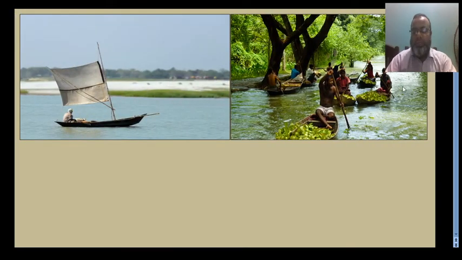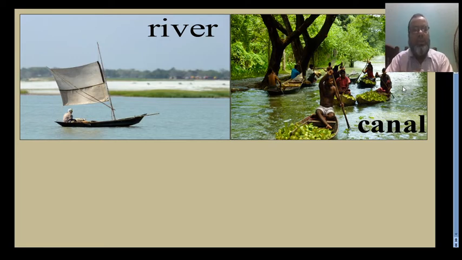What can you see in these pictures? This is a river and this is a canal. In the river, a boat is plying and there is a boatman here, and in the canal there are some boats and they are plying, carrying perhaps guavas.